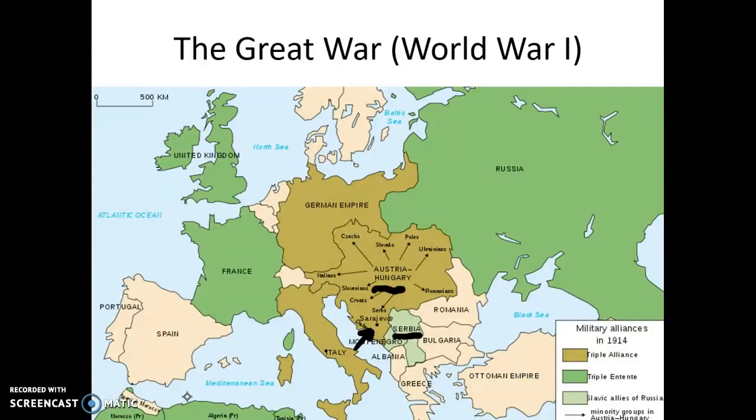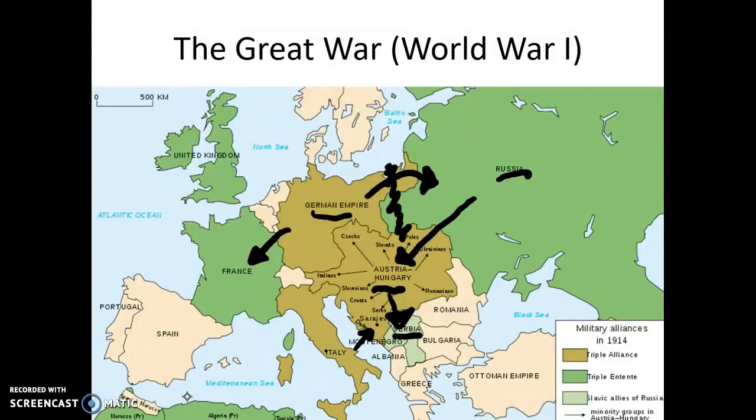Because Austria-Hungary believes that Serbia was responsible for the assassination, Austria-Hungary declares war on Serbia. Since Russia was allied with Serbia, Russia declares war on Austria-Hungary. Since Germany was allied with Austria-Hungary, Germany declared war on both Russia and France, because France was also allied with Russia. So what we see here is a two-front war.